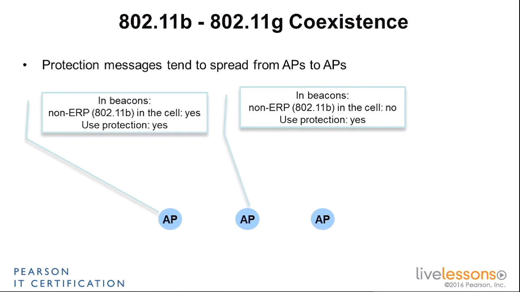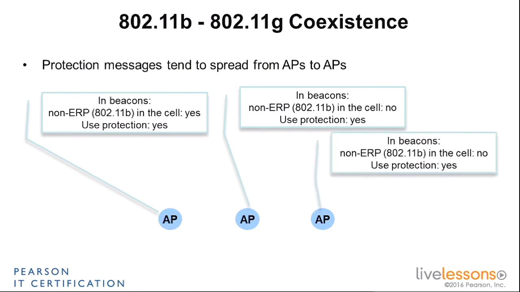So you have a wave of non-ERP, no, but use protection anyway, yes, messages that spread from one access point to the next access point. And before you know it, your entire floor, your entire network uses protection. Even if there is only one B client somewhere in the corner of the building that is not even associated to any access point. So you see, it's not very efficient.